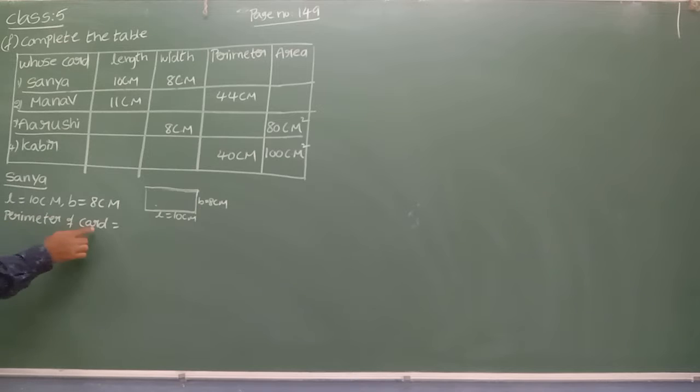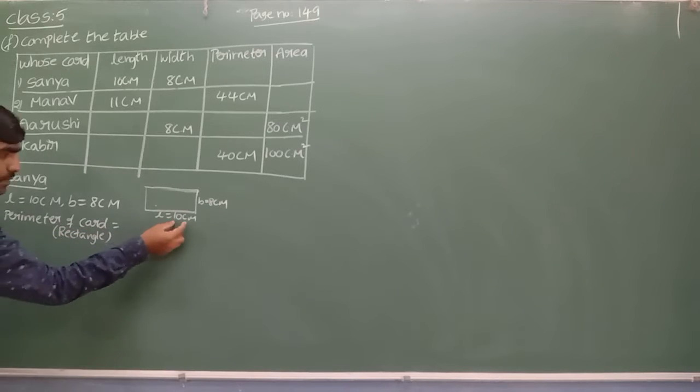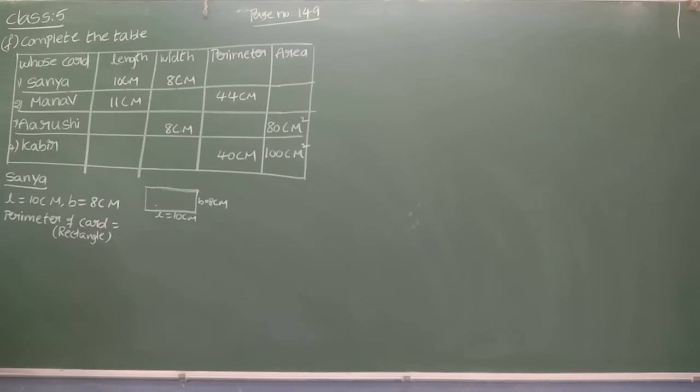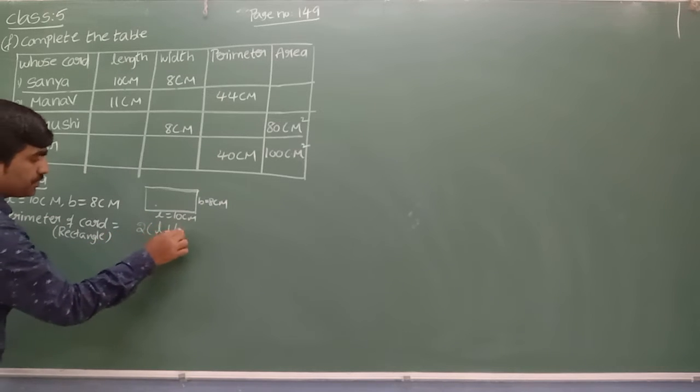So we have to find the perimeter of the card. Which shape is it? Rectangle shape. Why is it called a rectangle shape? How do we know it is a rectangle shape? Sir, the length and breadth are different, so it is a rectangle shape. So when it is a rectangle shape, to find the perimeter, what formula do we have? Yes, we have 2 into (L plus B).